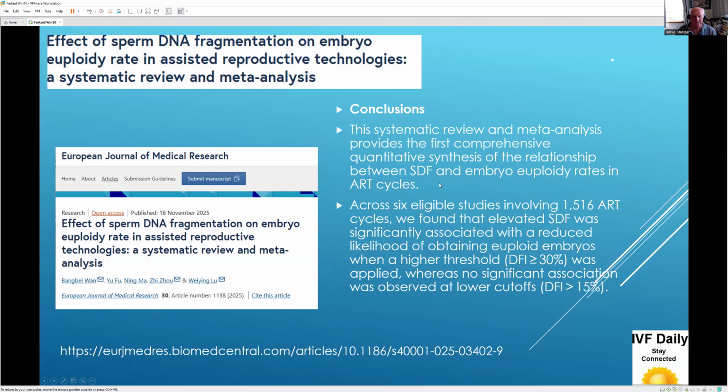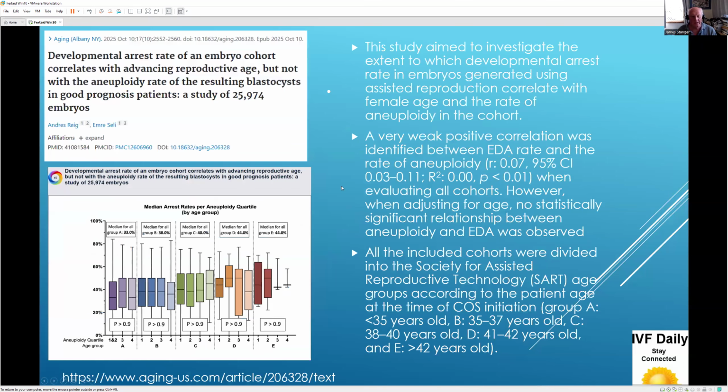I don't need to do that one. The next paper, I think, is an interesting one. That's looking at the arrest of embryos, the developmental arrest of embryos in relationship to age and euploidy. Does the aneuploidy in an embryo cause some embryos to stop developing? So this study in Aging, why would you ever find an article published in Aging? But it's a good paper, though.